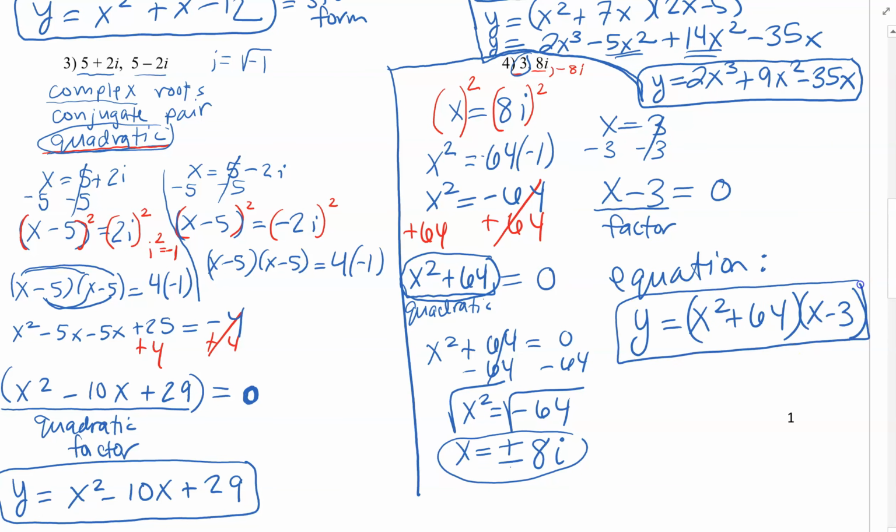I'm just going to stop there because we've already done a lot of work to get to this point, and that's pretty good. But I do want to point out that the degree of this would in fact be 3, because I've got x squared and x. If I were to FOIL it out, I'd multiply those together, and at some point I'd have a term with the highest power of 3. That's another indication that there should be 3 roots, not just 2: 3, 8i, and negative 8i.